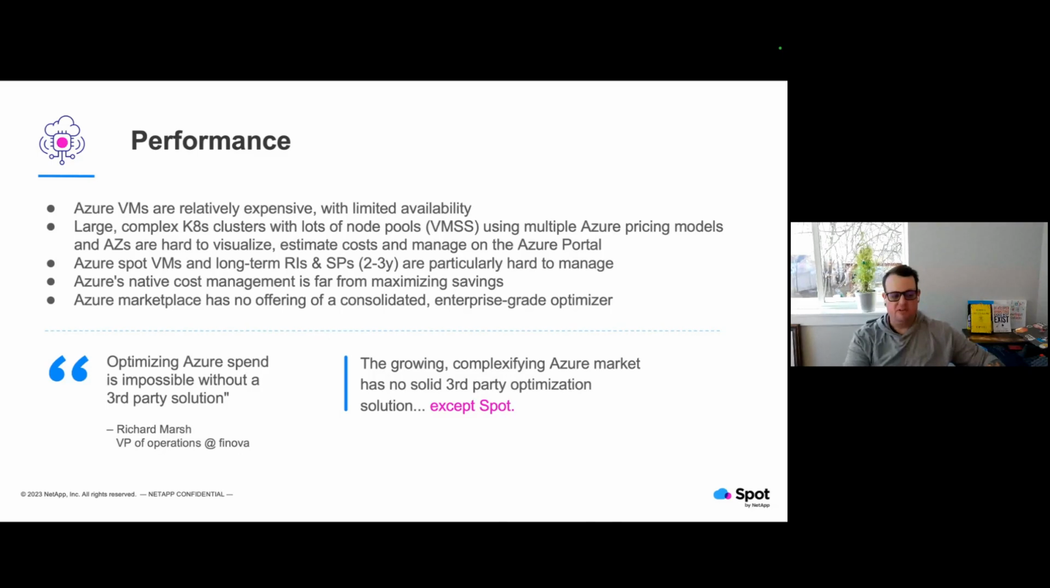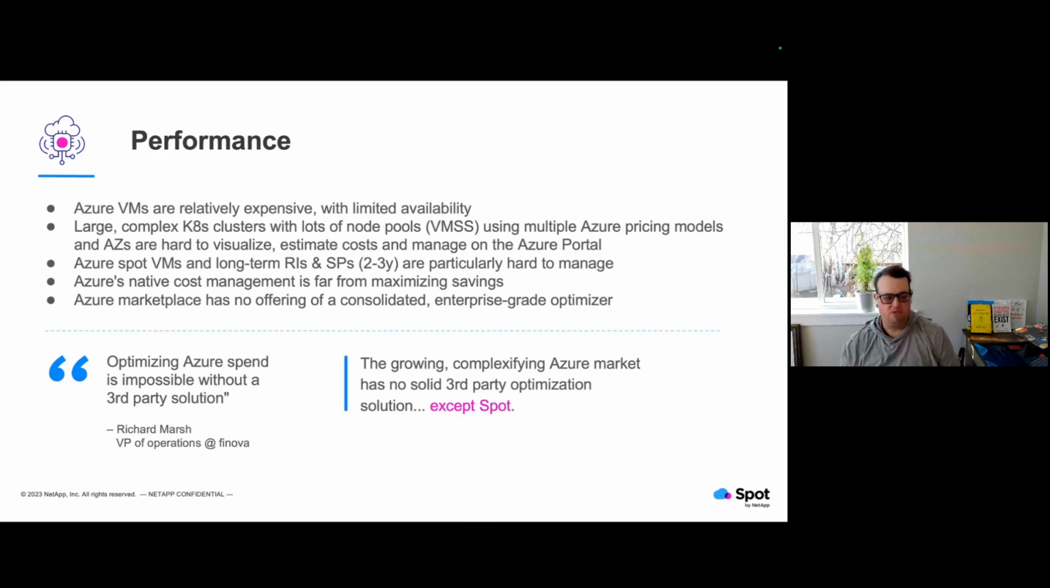The availability zones begin to get hard to visualize. It's hard to estimate, and as your workloads grow, we have a harder time estimating cost and managing using the Azure portal. Azure Spot VMs and long-term reserved instances are particularly hard to manage because of how the Azure portal is set up. Azure is really set up to be an automated resource where you're using a lot of command line, but managing those RIs and those spot instances through the console is hard.